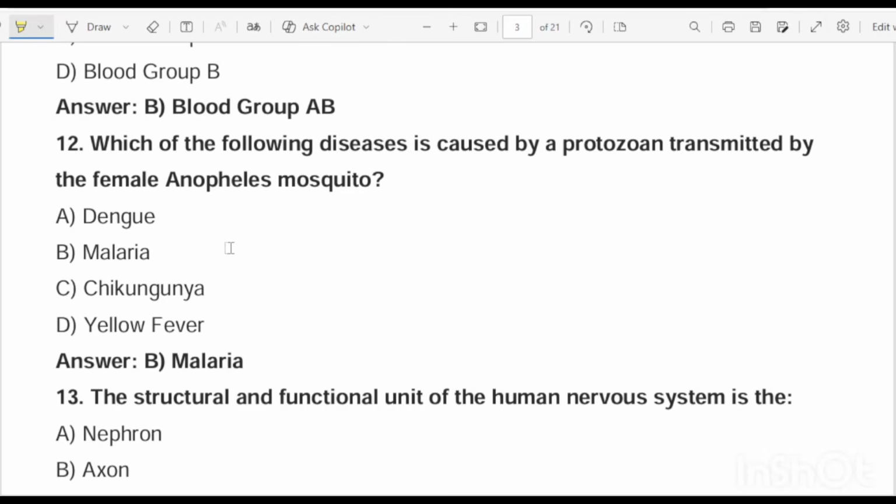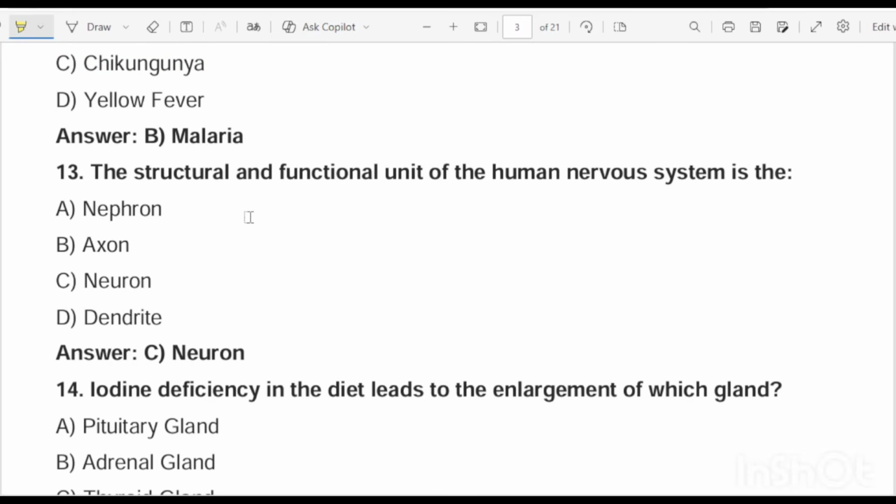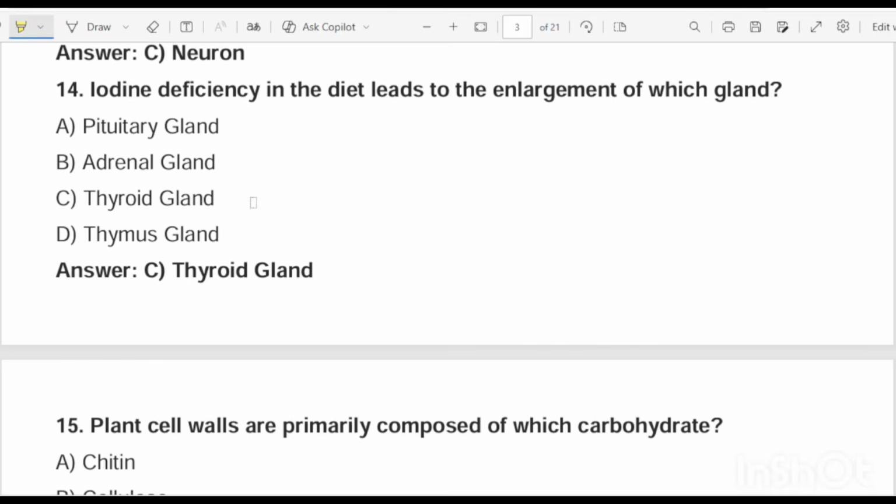Next question. Which of the following diseases is caused by a protozoan transmitted by the female Anopheles mosquito? Correct option. Option B, malaria. Next question. The structural and functional unit of the human nervous system is the correct option. Option C, neuron.